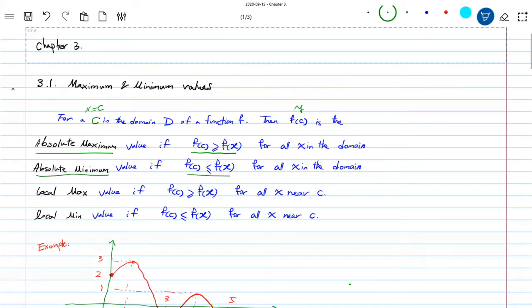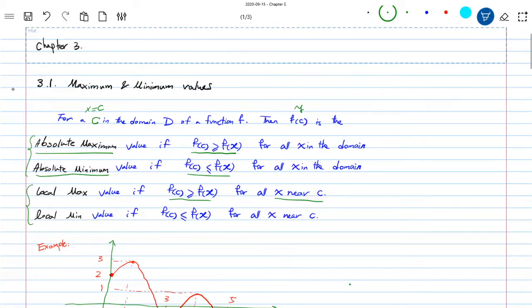We say f of c is the local maximum if it has the largest value in a small neighborhood around c, so somewhere near c. And similarly, the local minimum would be the y value where it's the smallest y value among the y values nearby. But this is locally. Absolute max and absolute min mean you look over the overall graph and see where is the maximum y value, where is the minimum y value.